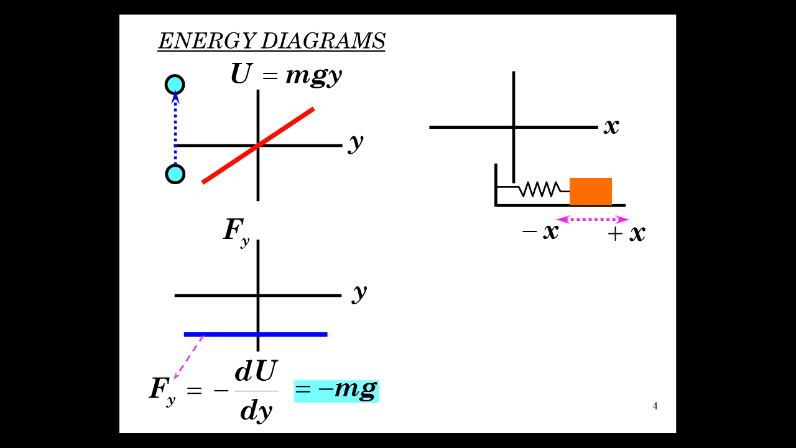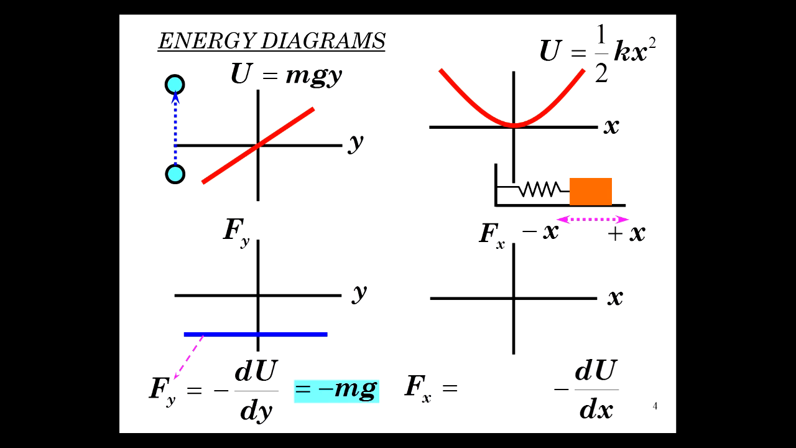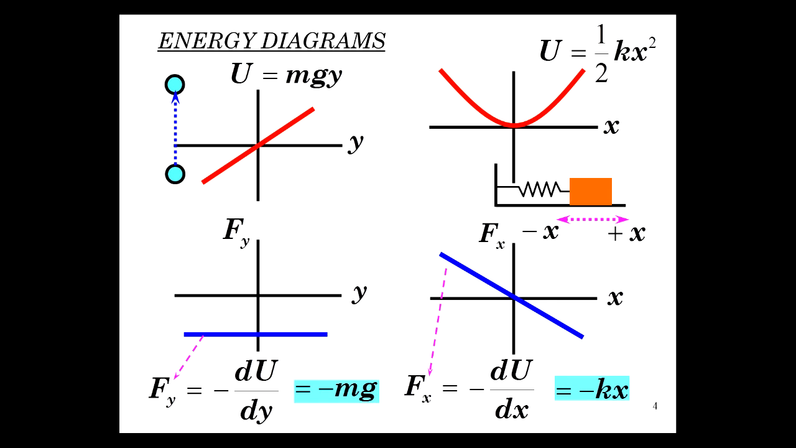Let's do it for a spring. In the case of a spring, we have U is 1/2 kx squared, so it looks like this. And what about the force? The force is the negative derivative of the potential energy function. There it is, minus dU/dx. And so that is, bring the 2 down, multiply by k, and you have x left, minus kx. And you've already known that to be the force associated with a spring. So it looks like this.